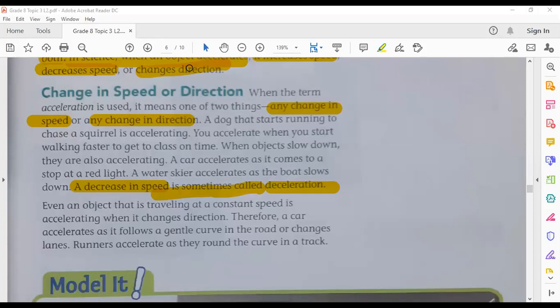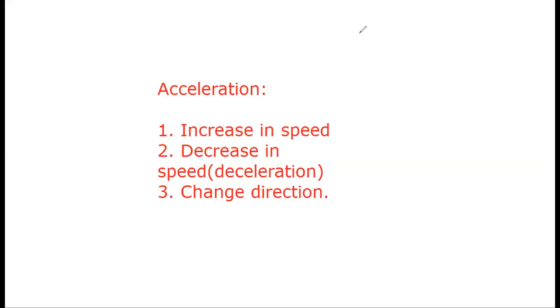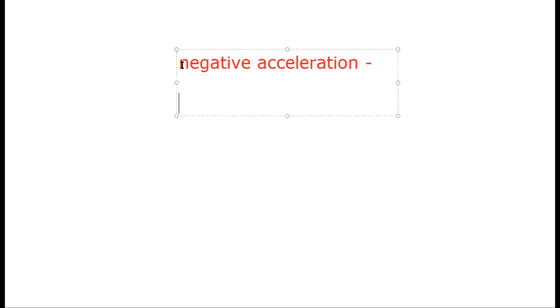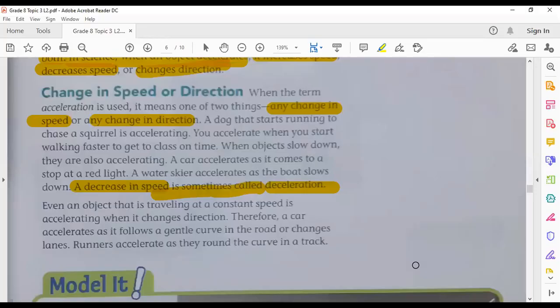How can we distinguish? Later we will learn how to calculate acceleration. When we calculate acceleration, if the answer is negative, what do you think? What does it mean if the acceleration is negative in number? It will decrease. Yes. Negative acceleration means that the object is slowing down. If it is positive, the speed is increasing. We will learn this later.